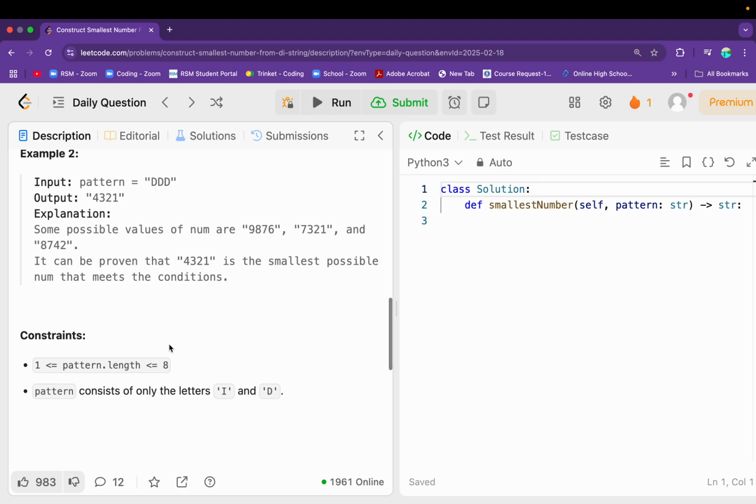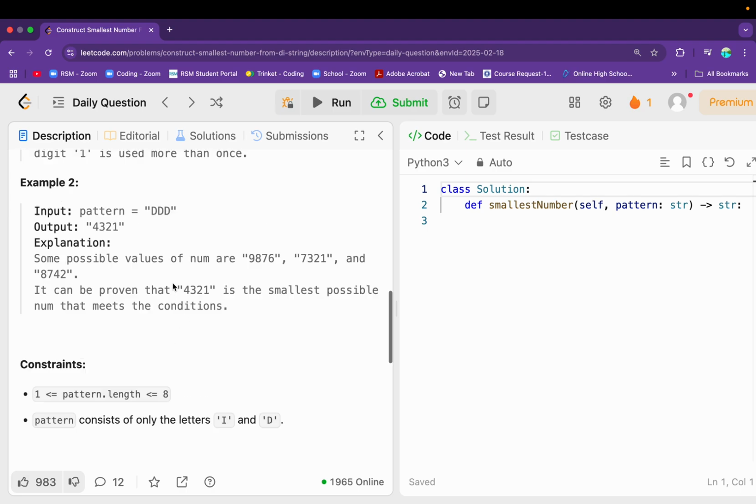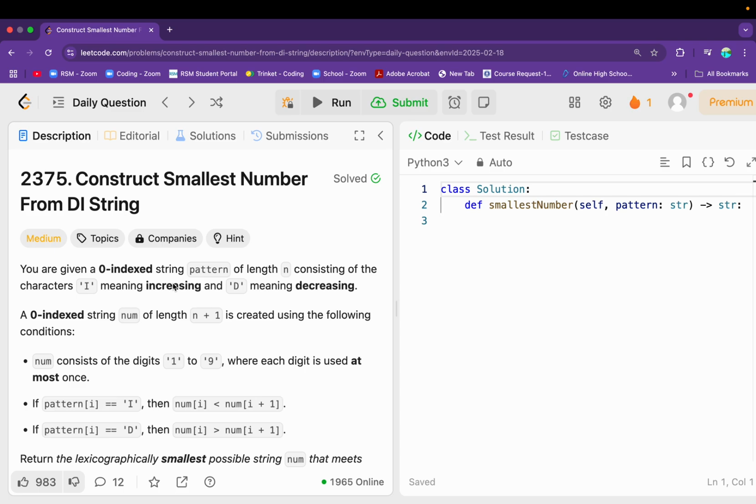So for the constraints here, we see that the length of our pattern is never going to exceed the value of 8, which makes sense because we can have at most length 9 output, because of course we can only use all the integers from 1 to 9 at most once. And we're also given that the pattern is going to consist only of the letters I and D, meaning we're guaranteed that it is a valid input, it is a binary string, and we won't have to worry about any edge cases where we don't have valid inputs.